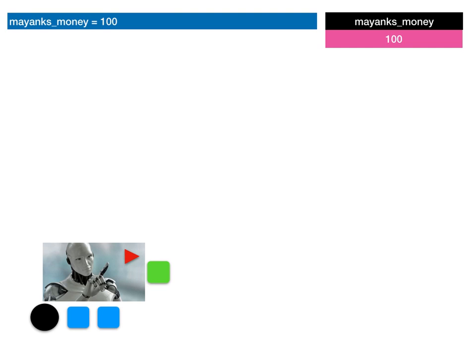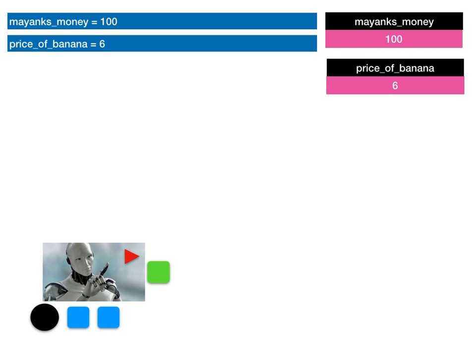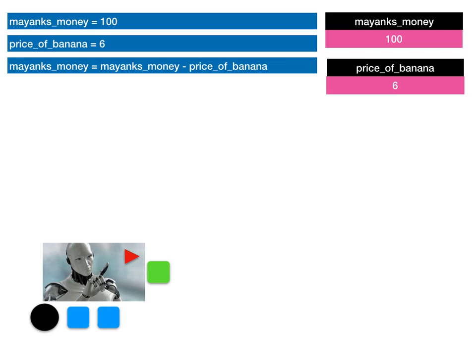The moment we say that, there's something called memory in which we have an area designated as Mayank's memory, and we have the value 100 stored here. Then he bought a banana for rupees 6, and once again we took one piece of memory, designated it as price of banana, and stored 6 there. Now the third step is that Mayank has to buy the banana. The moment Mayank buys the banana, he should be left with less money, and let's see how this computer does this calculation.